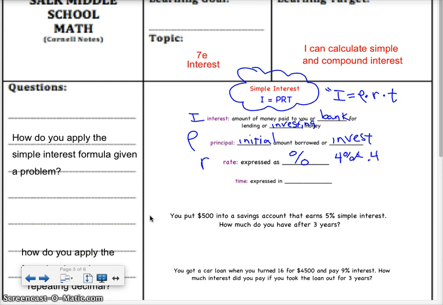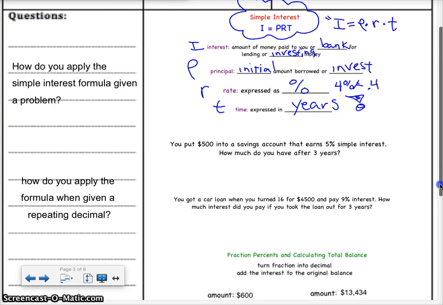And time is T, and it's always in years. That's a biggie today. Time for simple interest is always related to years, all right? So, simple interest, simple formula. You go interest equals P times R times T. P means how much you invested or borrowed initially. R is your percent rate. T is years. All right, let's apply it.